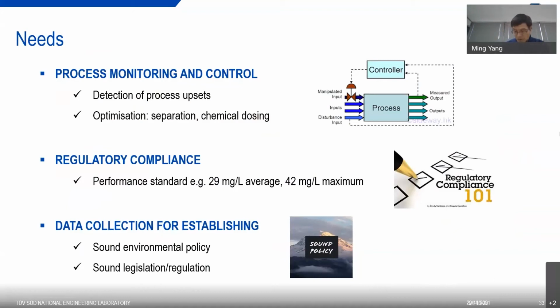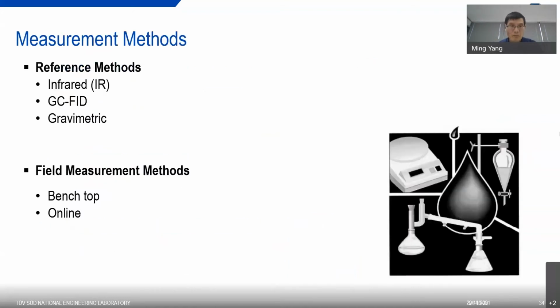Now, what are the measurement methods? There are two main categories. One is reference methods, and one is field measurement methods. Reference methods mainly include the infrared-based, the gas chromatograph flame ionization detection (GC-FID)-based, or gravimetric-based. And for field measurement methods, we're looking at benchtop, lab versions, and online monitors.